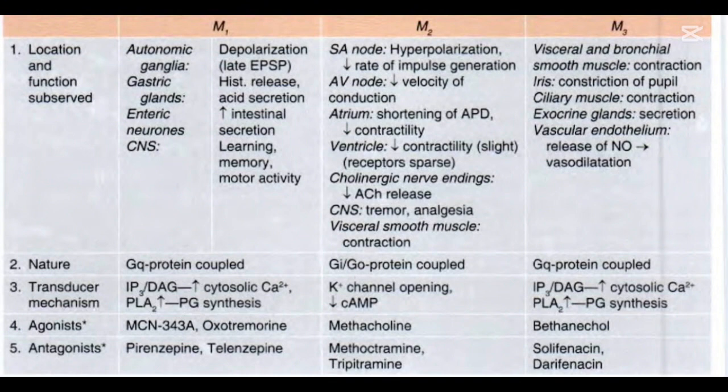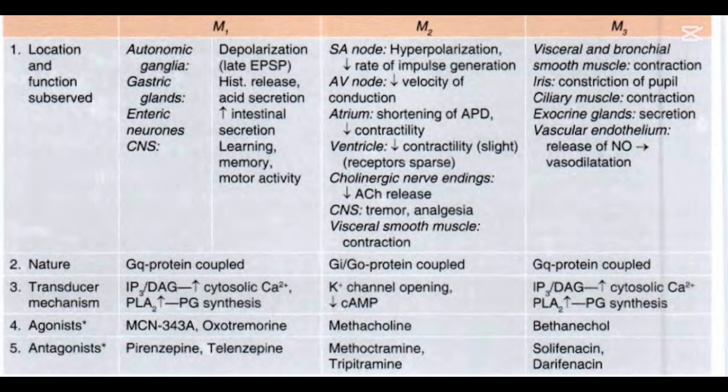So oxotremorine for M1 is the activator. Bethanechol is for the M3 receptor. Pirenzepine and telenzepine are inhibitors of the M1 receptor, while solifenacin and darifenacin are inhibitors of the M3 receptor.